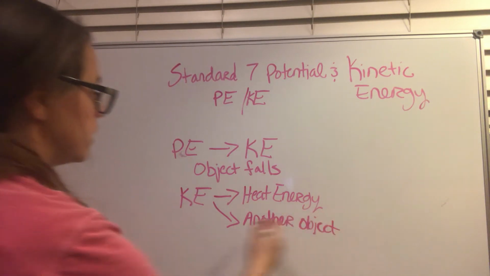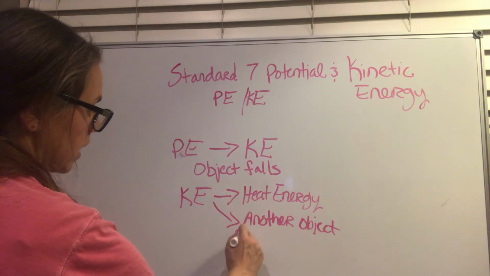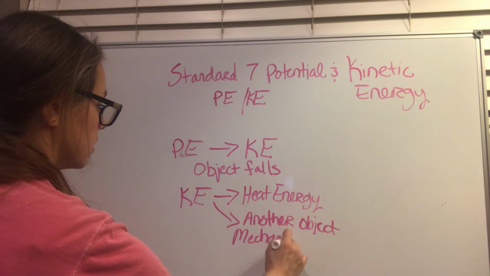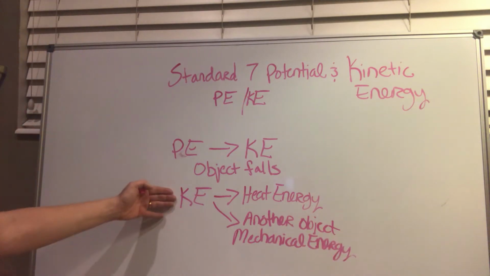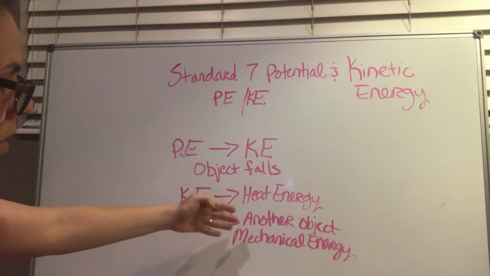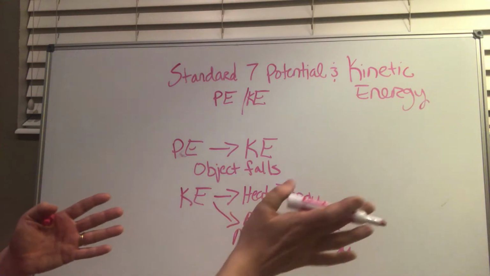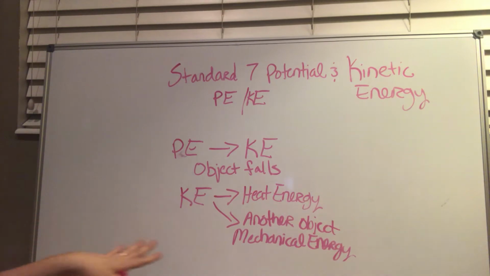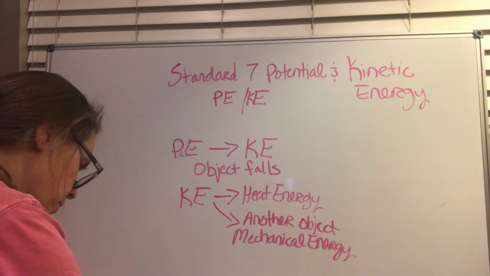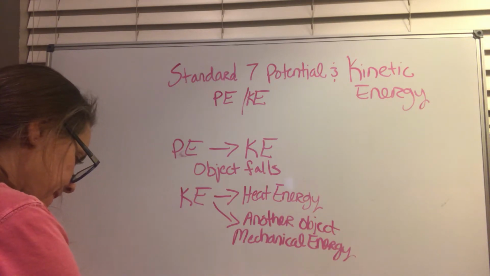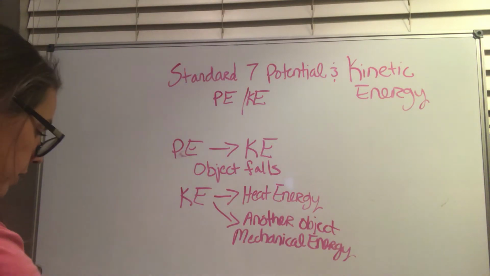And when we have various objects hitting each other and causing other objects to move, that is called mechanical energy. So one object is receiving energy, it collides with another object, it acts as a force upon that other object, creates the movement in that object, and so on. And we see that that's a form of mechanical wave energy also, which is coming up here pretty soon. Okay, so that is standard 7, potential energy.